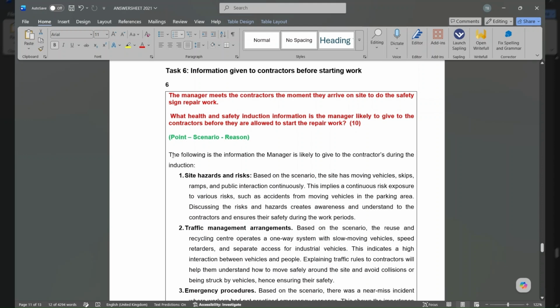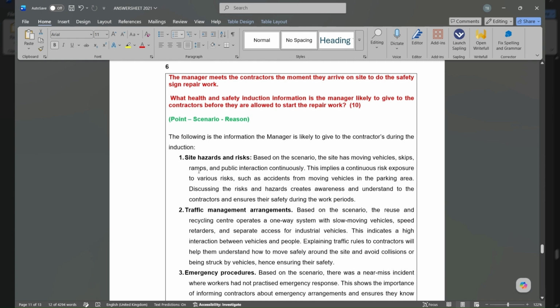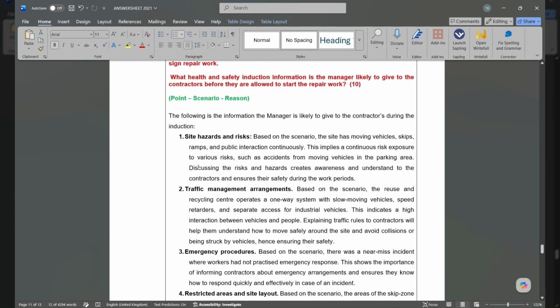The introduction goes as, the following is the information the manager is likely to give to the contractors during the induction before they start the repair work. Number 1, this is very direct, the site hazards and risks. Based on the scenario, now I'm linking the scenario to my point.